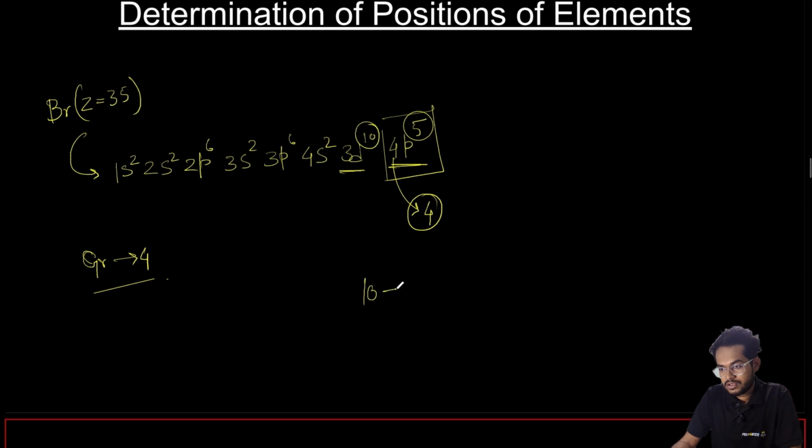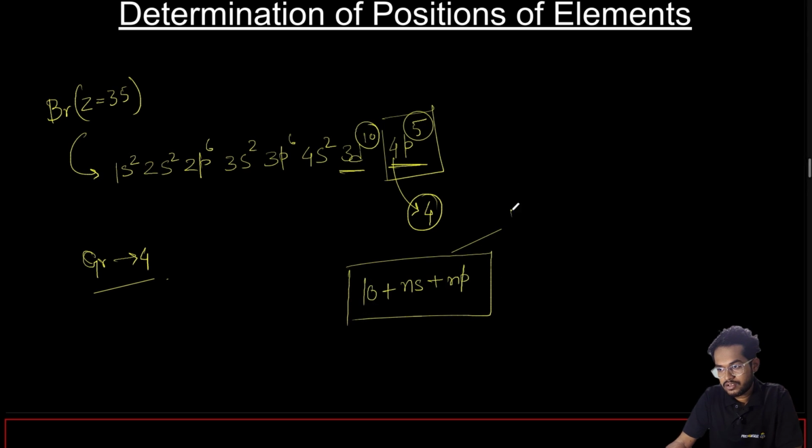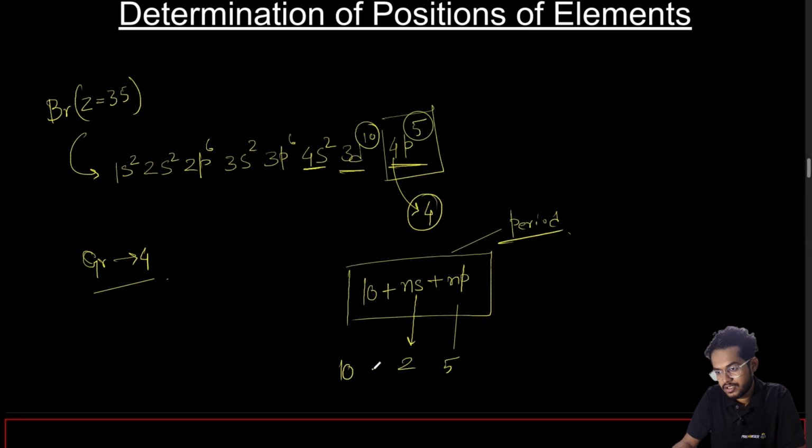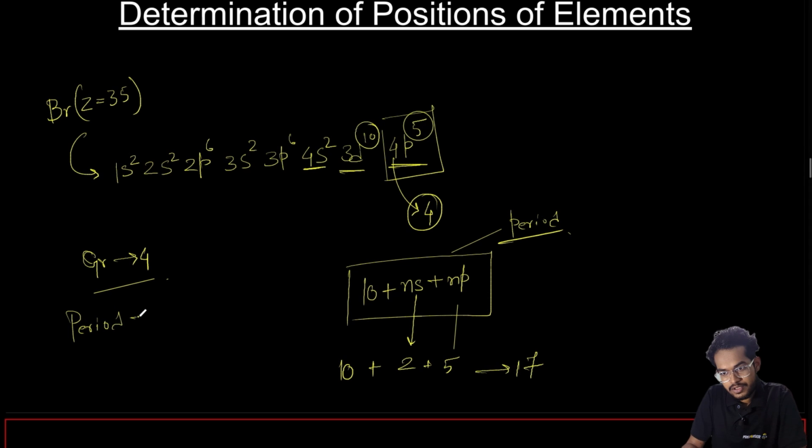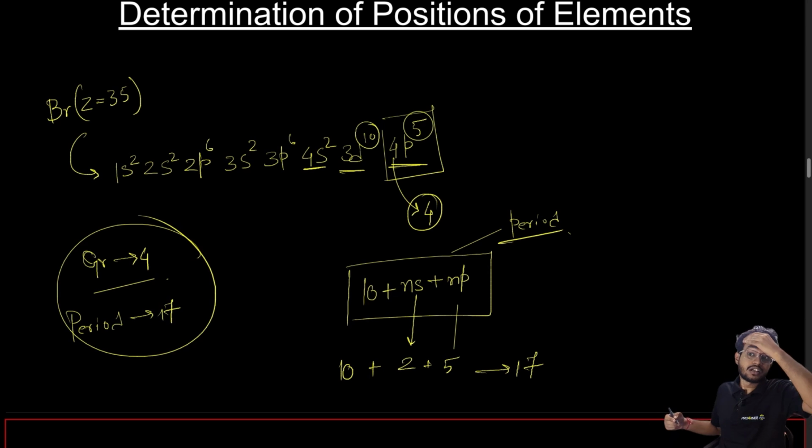This is to determine your group. As you can see, the s is 2, the 4p here is 5, and the d here is 10. So if I sum all this, it is 17. So this is group number 17. This is the whole information you need about bromine, or the position: period 4, group 17.